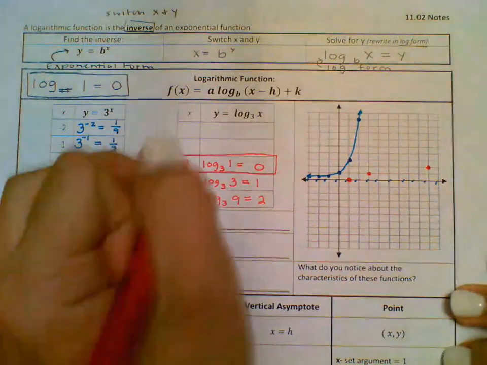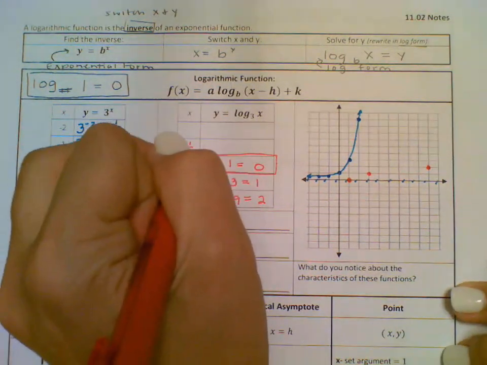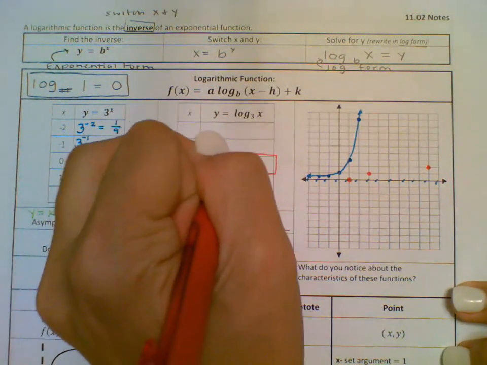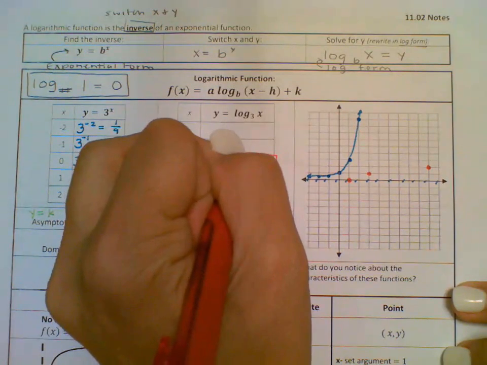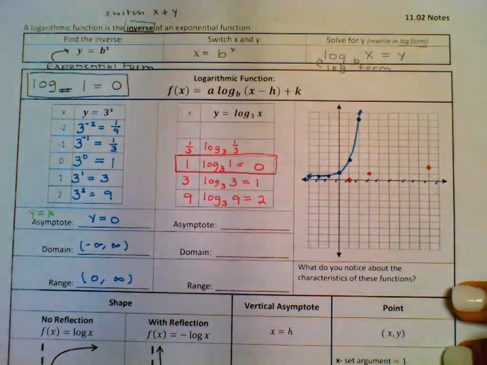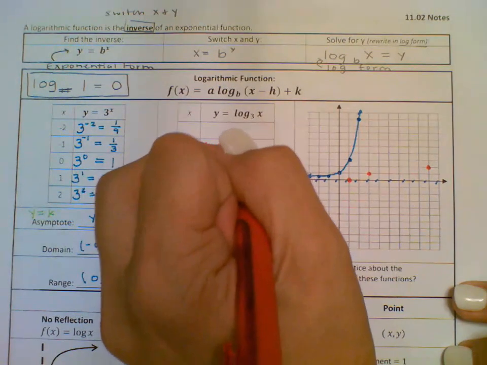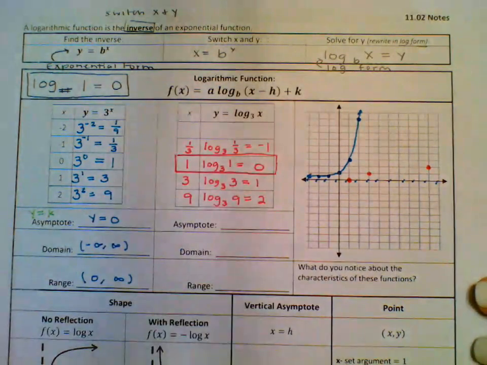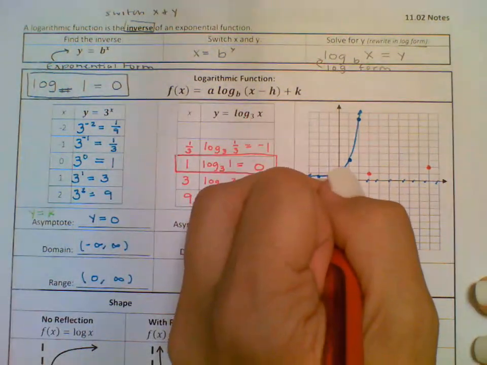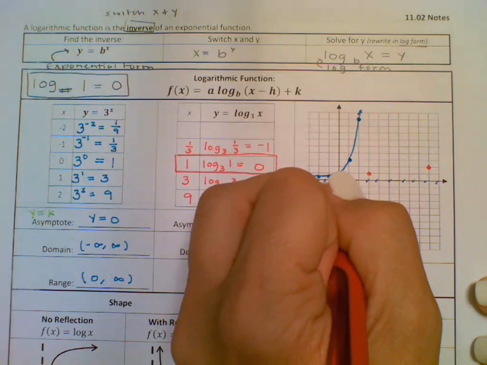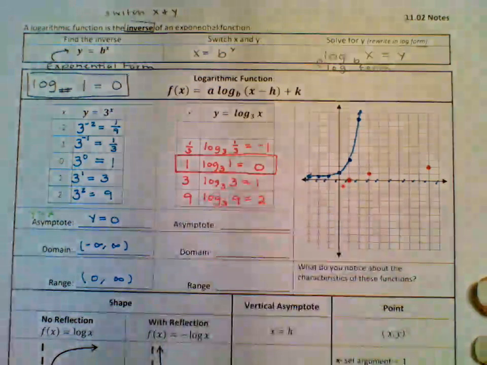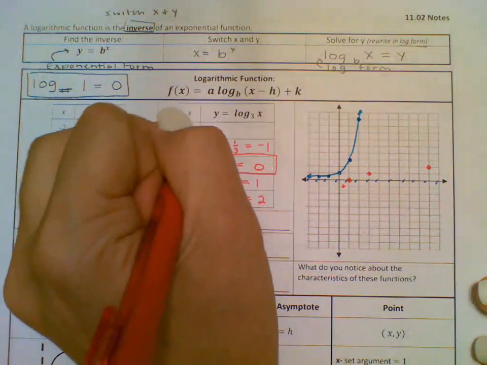And then we can plug in 1/3. We get log base 3 of 1/3. What type of exponents turn things into fractions? That is a negative exponent. So 1/3 is down at -1, and then 1/9.